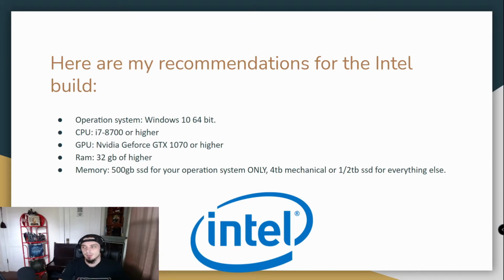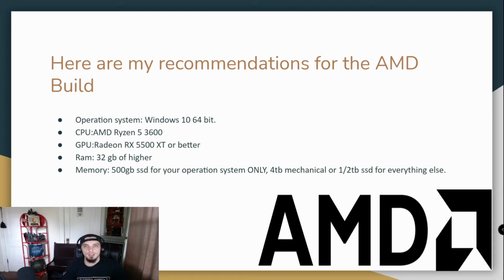For my AMD builds, here are my recommendations. The operating system is Windows 10 64-bit. Your CPU is the AMD Ryzen 5 3600. GPU is the Radeon RX 5500 XT or better. RAM is 32 GB or higher. And same with the memory: a 500 GB SSD for your operating system only, and a 4 TB mechanical drive for everything else, or a 1 to 2 TB SSD for everything.